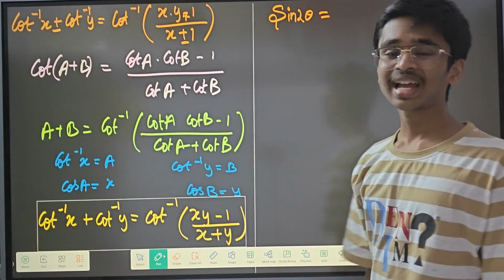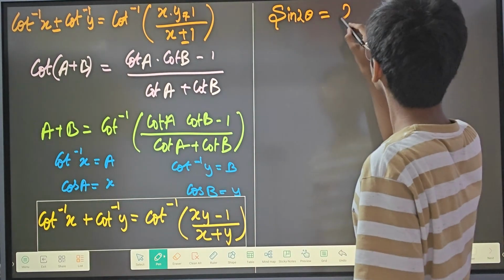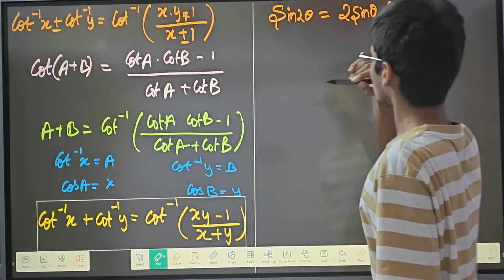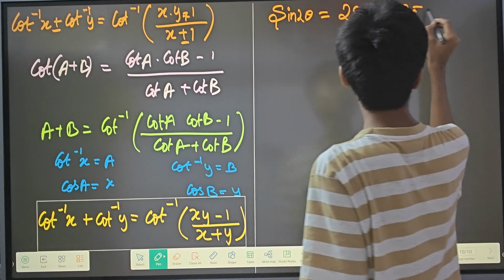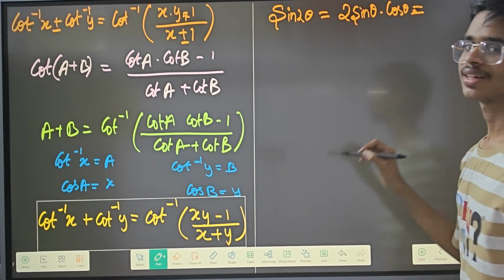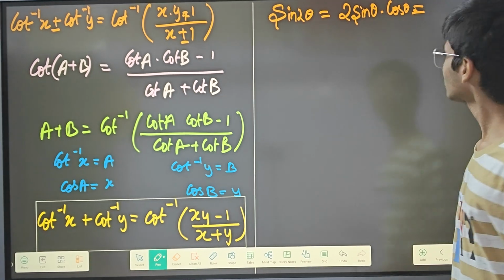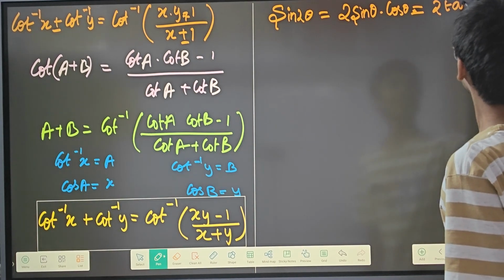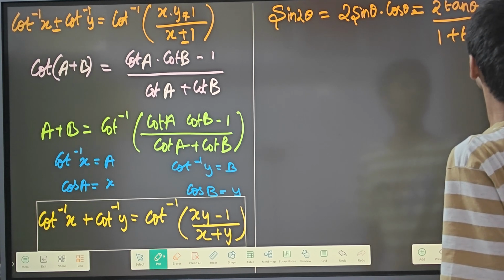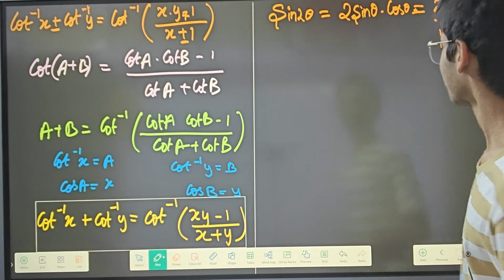Sorry, sine and tan. So here you can write sine 2 theta as 2 sine theta dot cos theta, or there is another formula which is also equal to, what is it? I forgot. 2 tan theta whole divided by 1 plus tan square theta. Okay, now it came to my remembrance.